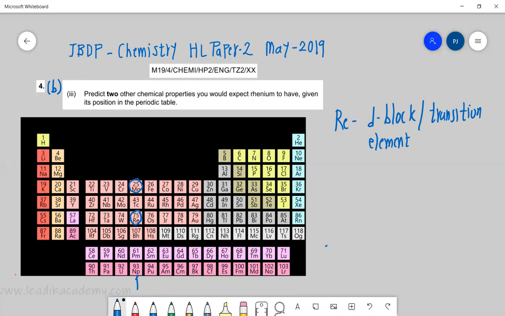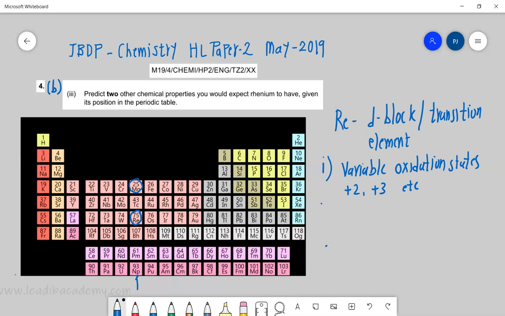First of all, an important property: variable oxidation states. It means it can exhibit +2, +3, etc. These are the variable oxidation states. It is not fixed like, let's say, group 1 or group 2, like alkali metals or alkaline earth metals, or maybe halogens. It can exhibit variable oxidation states.